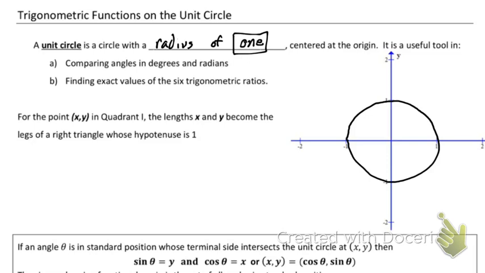All right, we use that unit circle to compare angles in degrees and radians and to find exact values of the 6 trig ratios. So the unit circle is going to allow us to know the values of sine and cosine at specific places, so we don't need our calculator to actually solve it. So what I'm going to do now is draw a triangle in here, and that triangle is going to end on a point of our circle.